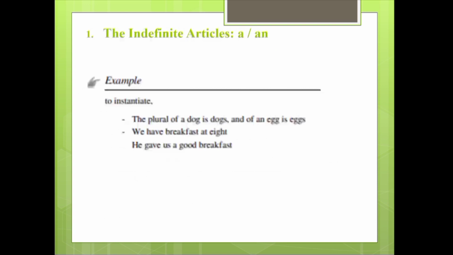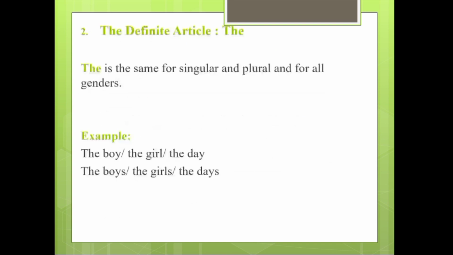Here are some examples to instantiate where a and an can be used or omitted. Now we move to the second section to discuss the definite article the. The is the same for singular and plural and for all genders. We say the boy, the girl, the day. We also say the boys, the girls, and the days.